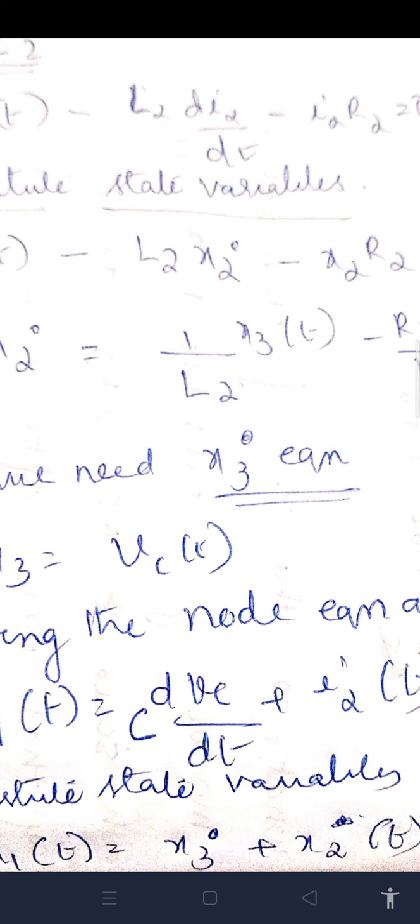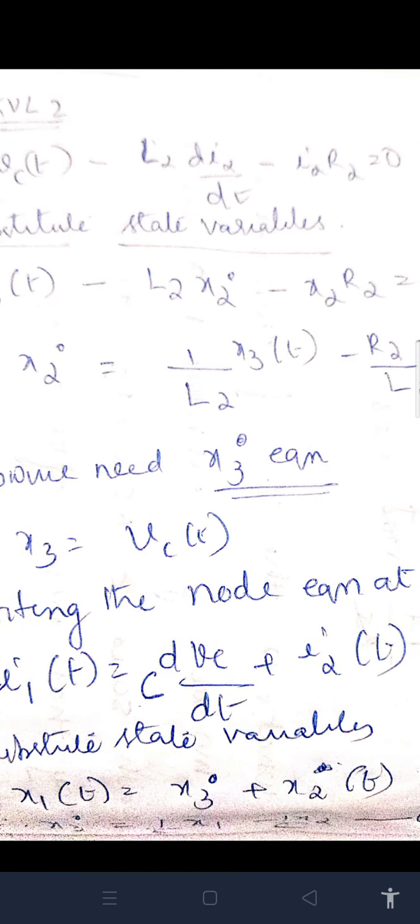So we have to write the node equation. So write the node equation at Vc. I1, as per our current directions marked, I1 of t equal to current through the capacitor plus current through the inductor I2. So I1 of t is equal to C into dVc by dt. That is the equation for current through a capacitor. C into dVc by dt plus I2 of t.